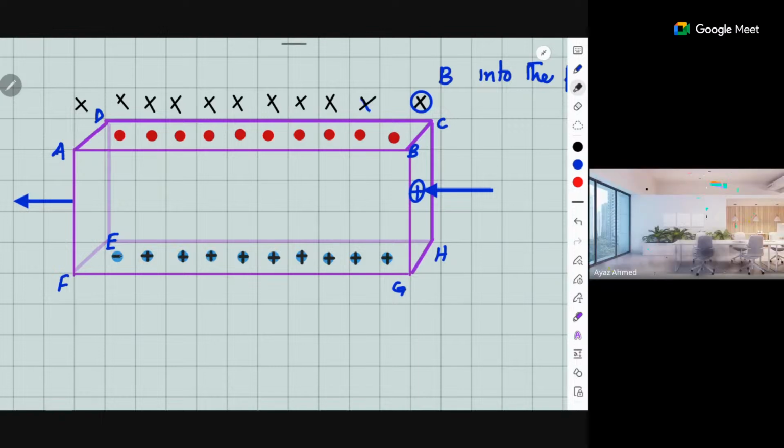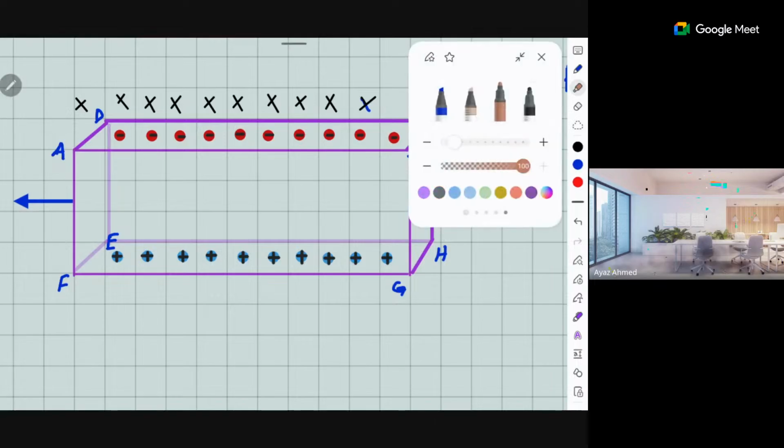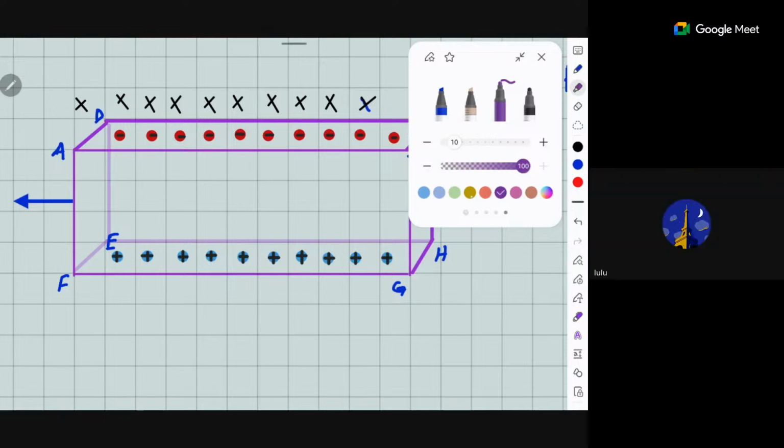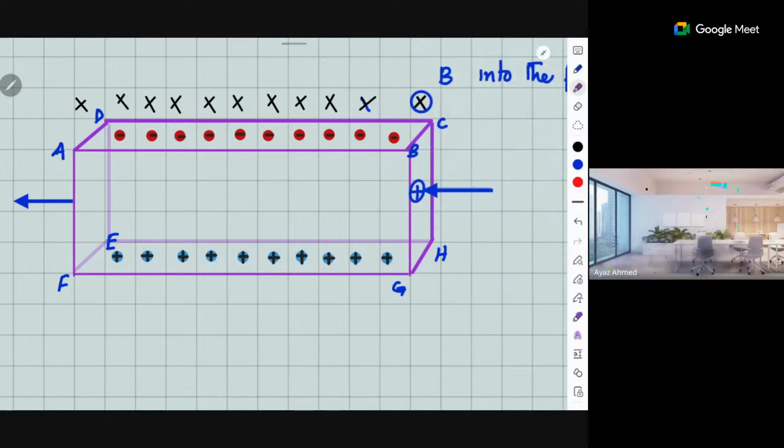Yes, sir. So if this face is now positively charged, the upper face is now negatively charged. So can I say that if one side of this material is positive, the other side is negative, then there will be a potential difference developed between these two faces? Yes, sir. That is the point. If I connect the voltmeter between this face and this face, what will I observe?